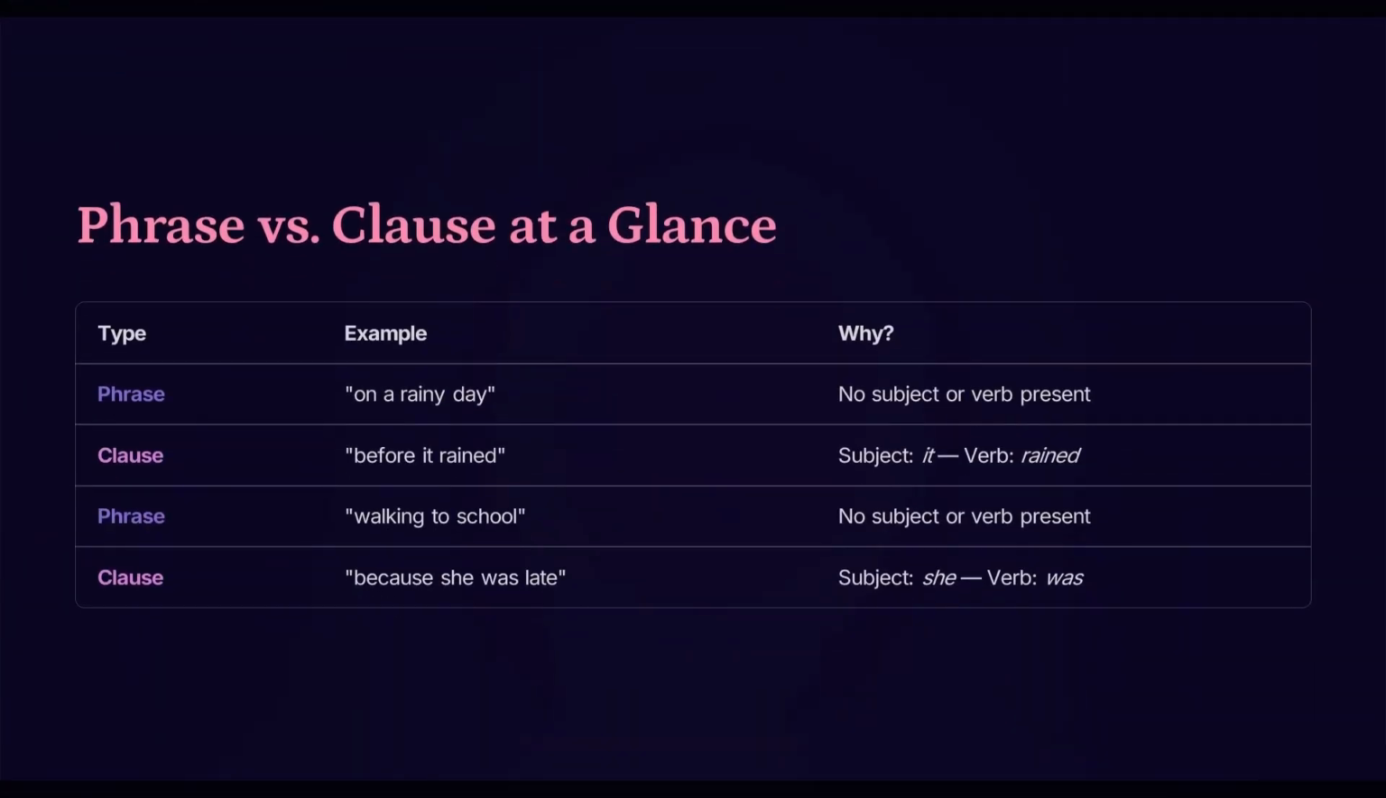Phrase versus clause at a glance. Type, example, and reason why. Phrase: on the rainy day. No subject or verb present. Clause: before it rained. Subject it and verb rained. Phrase: walking to school. No subject or verb present. Clause: because she was late. Subject she, verb was.